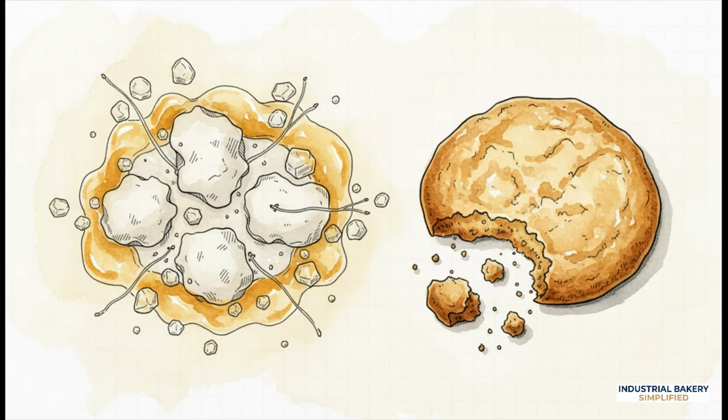In these recipes, the fat and sugar are basically acting like little bodyguards. They surround the flour particles and physically block those long, strong gluten strands from linking up and forming a network. So the goal here isn't to build a structure, it's to prevent one from forming. And that's what gives us that delicate, crumbly texture that bakers call short.